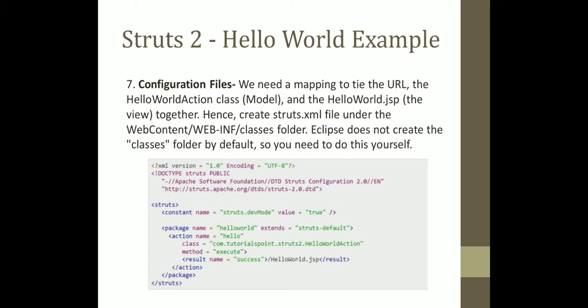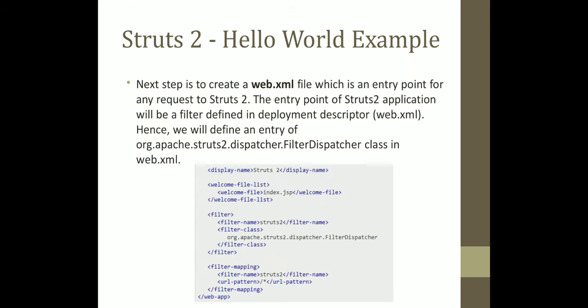Okay, so after including the script in the struts.xml file, the next step will be creating the web.xml file. Okay, so the web.xml file is an entry point for any request to Struts2. The entry point of a Struts2 application will be a filter defined in the deployment descriptor, that is web.xml, and hence we will define an entry of the org.apache.struts2.dispatcher.FilterDispatcher class in web.xml.